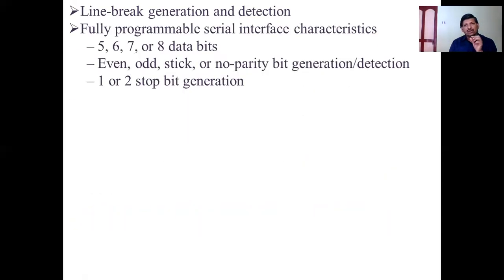Next, fully programmable serial interface characteristics means we can configure the data frame. That means how many data bits we need to use will be programmable. Similarly, how many parity bits, either even parity or odd parity or no parity, will be decided by the user. Similarly, we select the number of stop bits, either 1 or 2, which will be programmable here.